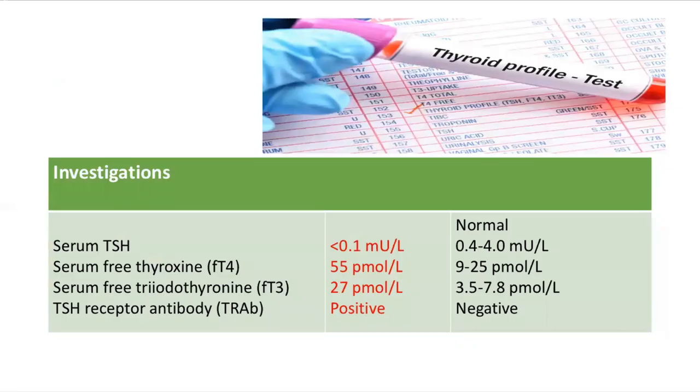The doctor ordered the thyroid profile, which showed a serum TSH of less than 0.1 milliunit per liter, which is less than normal, and her serum free thyroxine, free T4, and free T3 were 55 picomole per liter and 27 picomole per liter, which is above the norms. يعني ال TSH واطي والفري T4 وال T3 عاليين، وعمل TSH receptor antibody طلع positive.